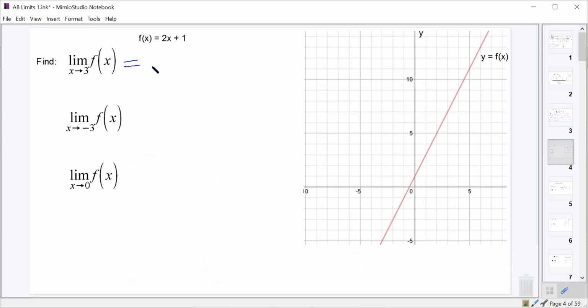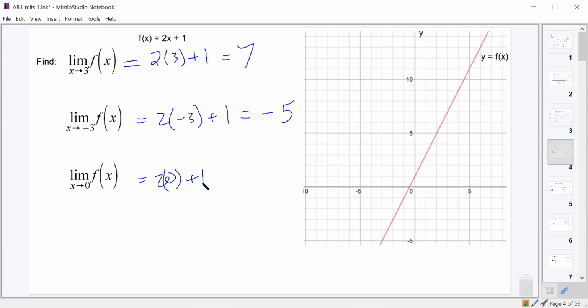I didn't hear what you said. Sorry. 7. That's right. It's just 2 times 3 plus 1. This is a continuous function. We plug in the 3. Easy. What about -3? Still a continuous function. Plug in the -3. What do we get? -5. Still a continuous function. Plug in the 0. What do you get? Positive 1. Easy.